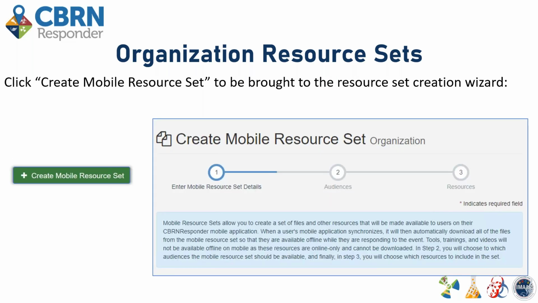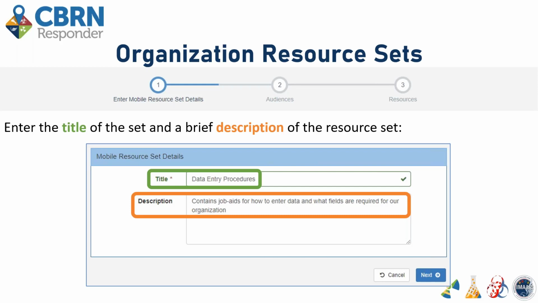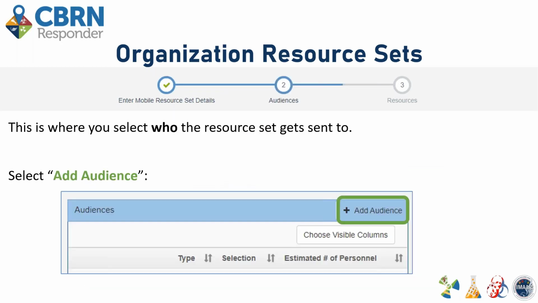Once I click Create Mobile Resource Set, I'll be brought to the Resource Set Creation Wizard, which will help walk me through each step. Step 1 is entering mobile resource set details. This is where I will enter the title of the set and a brief description of the resource set if I would like. The title is the only required field, but again, a description could be useful. Once you enter those pieces of information, you'll click Next, and you'll be brought to Step 2 in the wizard.